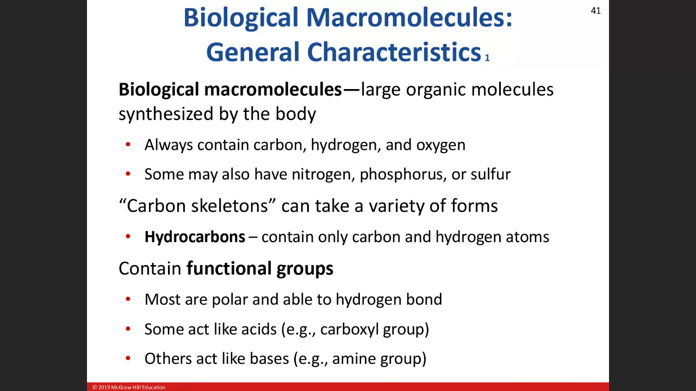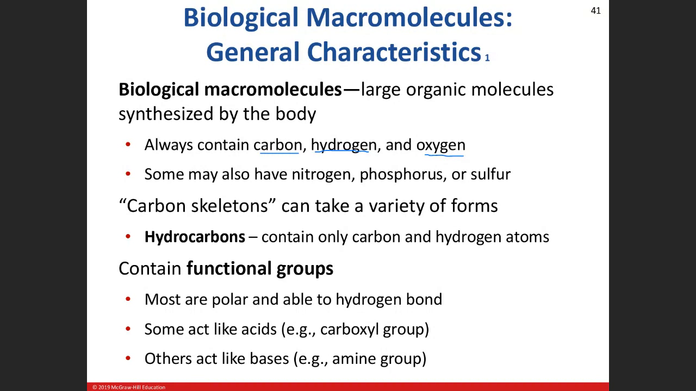Macro meaning big. These are just going to be the large organic molecules that our body makes, or that we consume through our diet, for example. These macromolecules are always going to contain carbon. They're going to be biological or organic. They have to have carbon, hydrogen, and oxygen. Some of these macromolecules will also contain nitrogen, phosphorus, or sulfur. We'll talk about that.